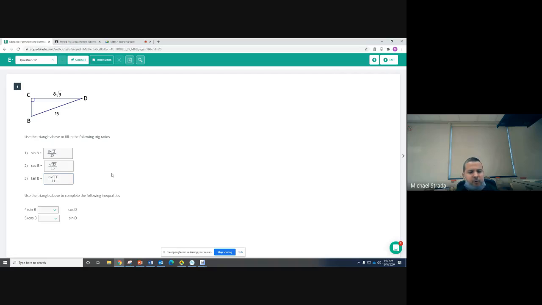So make sure you are able to do all that. And then hopefully the lesson for today with this is that the sine of one angle is the cosine of the other non-right angle. We're ignoring C because that's the right angle. But the sine of one, because that's opposite over hypotenuse, is the cosine of the other because that's adjacent over hypotenuse.